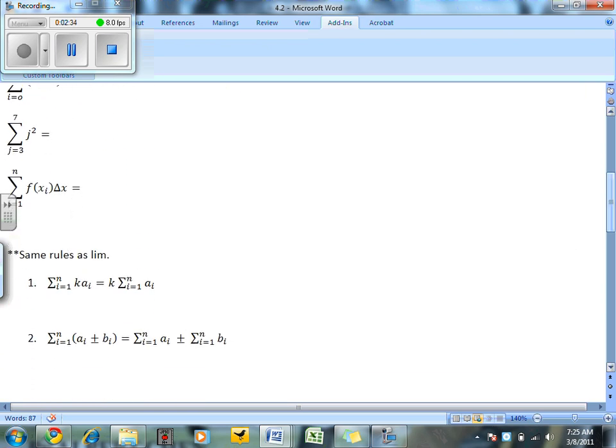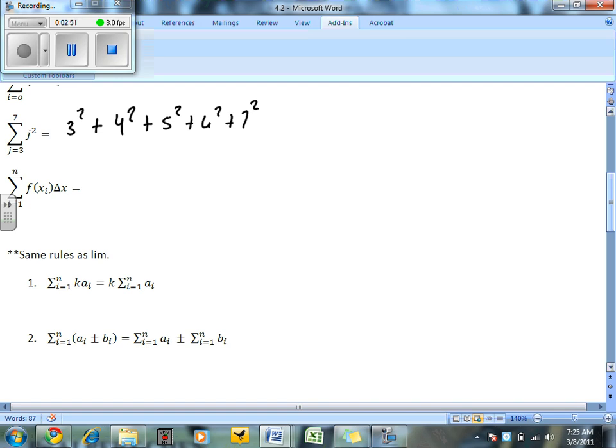Here we have an upper bound of 7, and we're starting with our lower bound of 3. So we're going to start at 3 and plug 3 in. So we're going to have 3 squared plus 4 squared plus 5 squared plus 6 squared plus 7 squared. And we reach our upper bound and we're done.